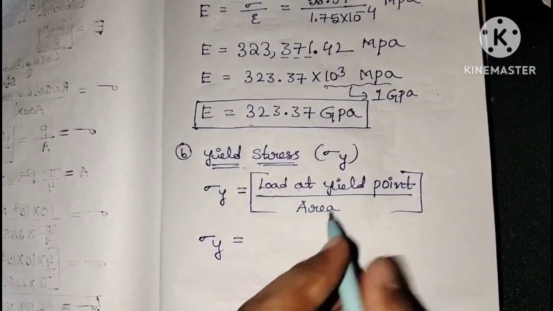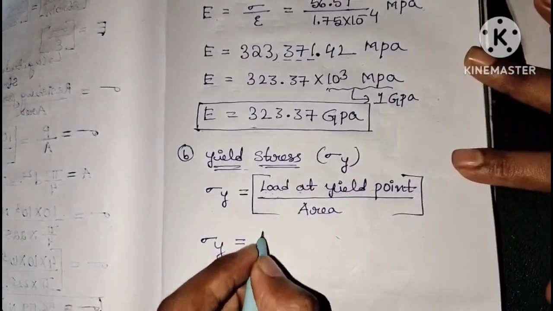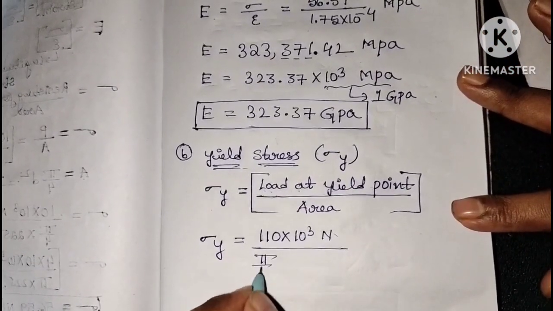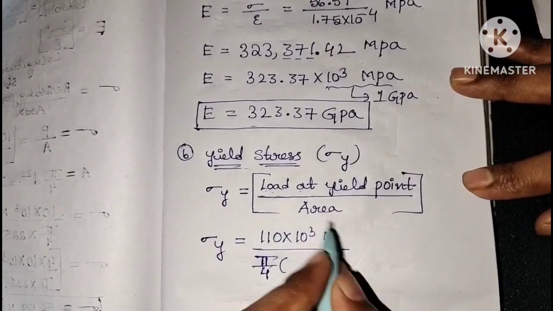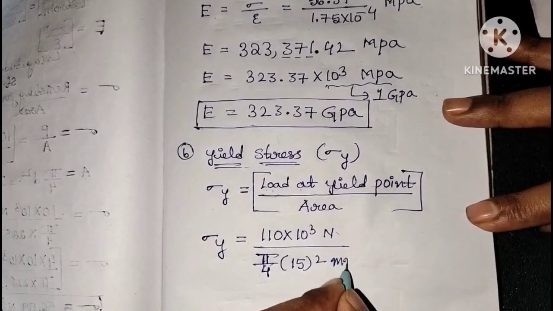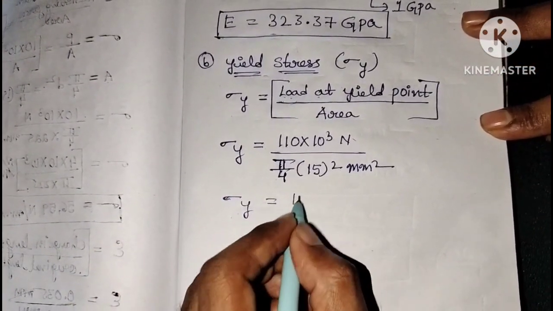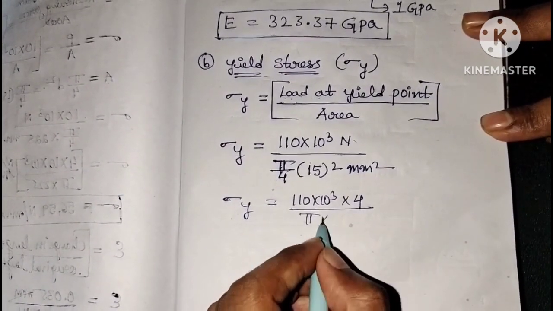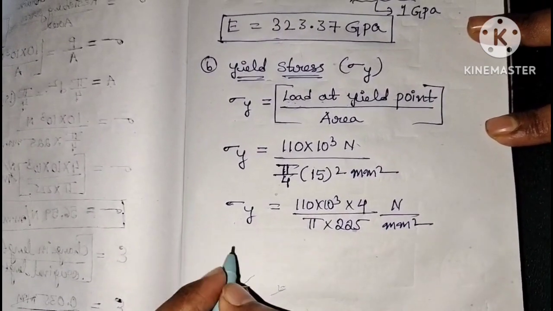So the load at yield point, how much is given in the tensile test data? Load at yield point is 110 kilonewton. So convert it into newtons. So 110 into 10 cube newtons by area. The area of the specimen is pi by 4 into d square, since it is cylindrical in shape. Here d is equal to 15 mm, so 15 square mm square. Now sigma y is equal to 110 into 10 cube, pi by 4 reciprocal, so 4 by pi into 225 Newton per mm square. Stress units are Newton per mm square or MPa.